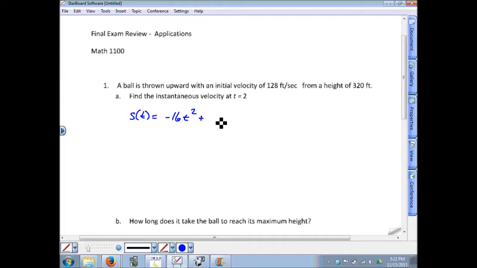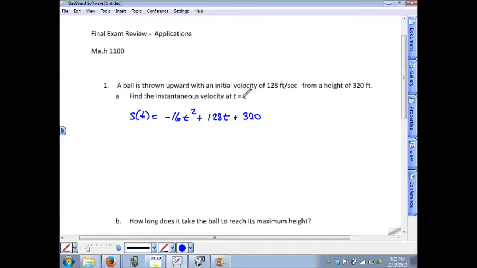squared. Now you add the initial velocity, and we're adding it because the ball is thrown upward. If this had been thrown downward with that initial velocity, you would have subtracted the initial velocity, but since it's thrown upward, it's counteracting Earth's gravity. And then if there is an initial height, you add the initial height. So this is the position function.